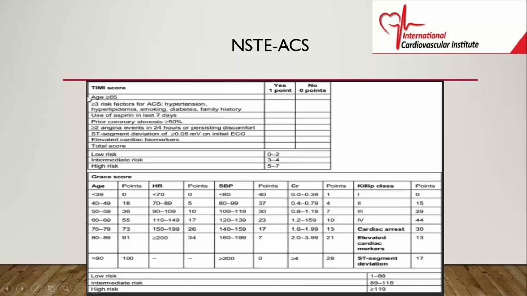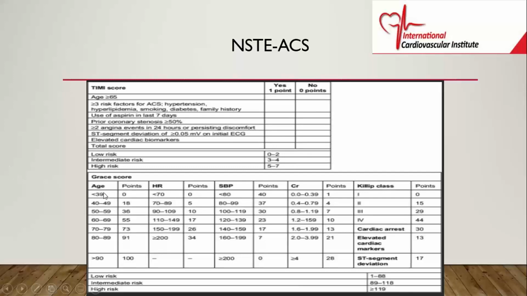And again, these are the variables we're talking about. Each gets 1 point. A low risk individual will have 0 to 2 points, intermediate risk 3 to 4 points, and then a high risk individual will have 5 to 7 points. And we show you the percentage of adverse events that is associated with the points.